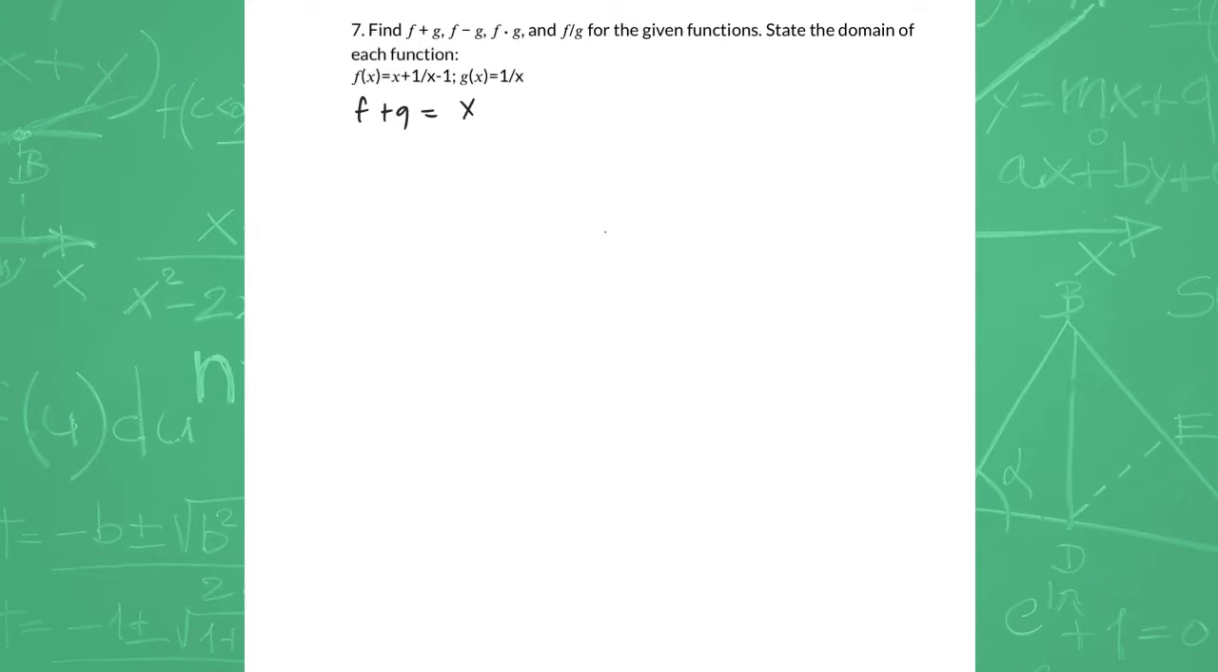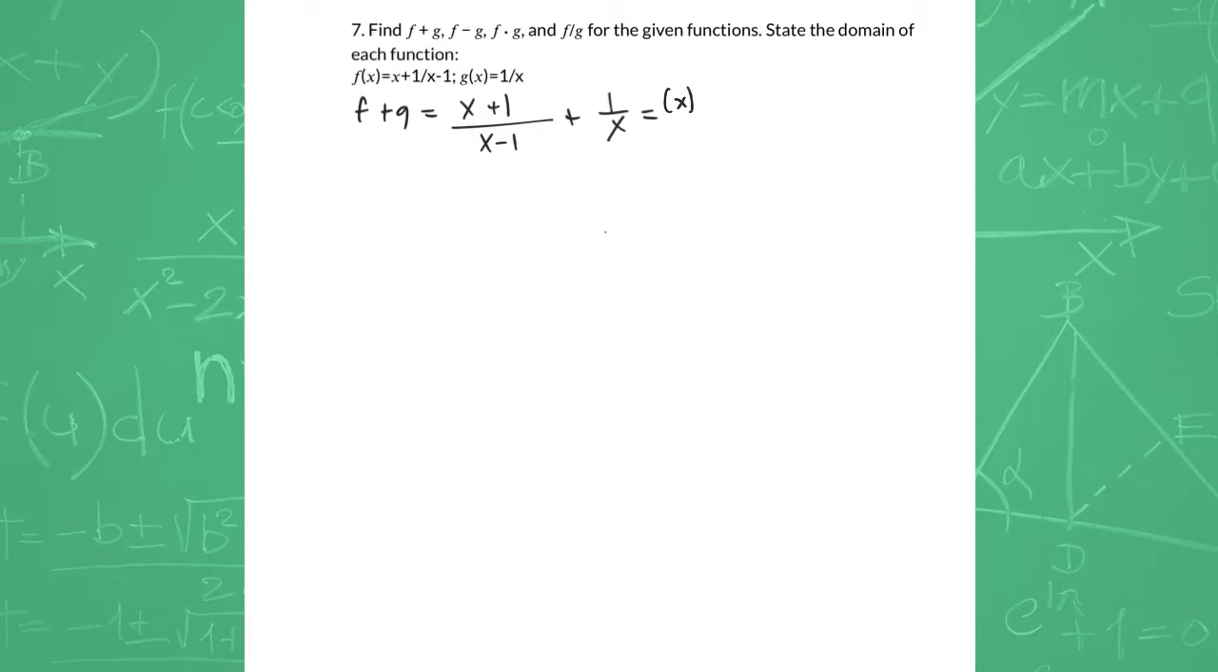f plus g is equal to x plus 1 over x minus 1 plus 1 over x. Now we see that f is a rational function and g is a rational function. And in order to add two rational functions, they have to have the same denominator, just like fractions. So to make these two functions have the same denominator, we can multiply f by the denominator of g, and we can multiply g by the denominator of f.